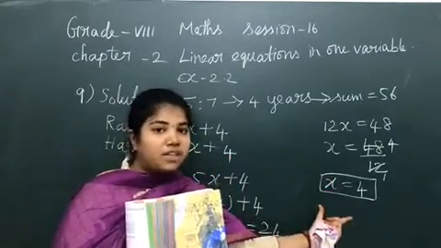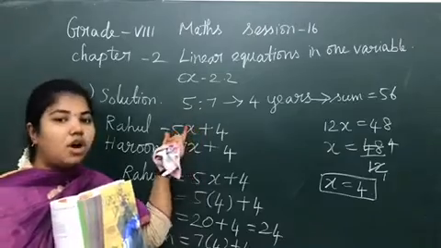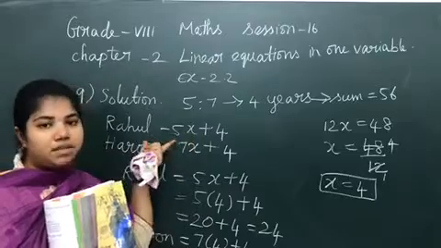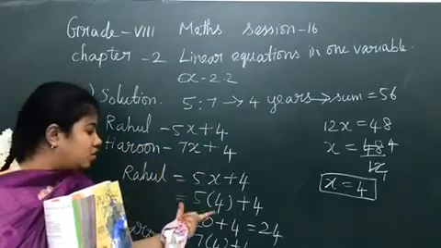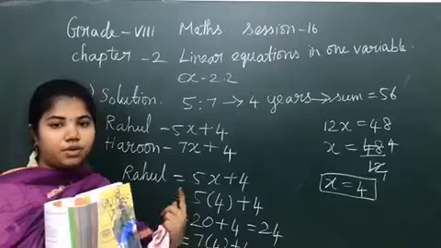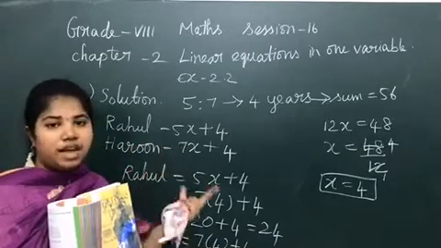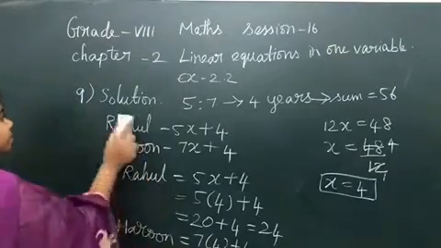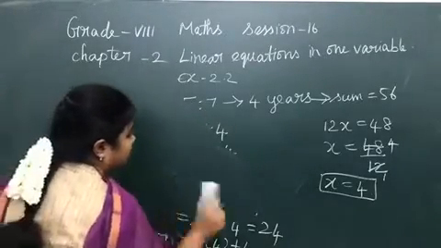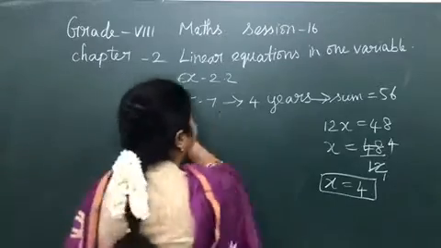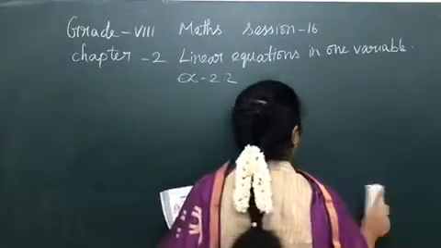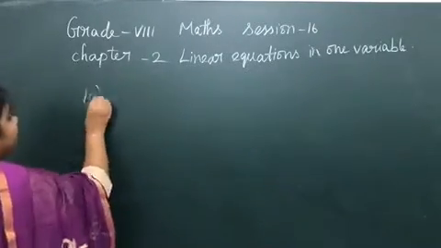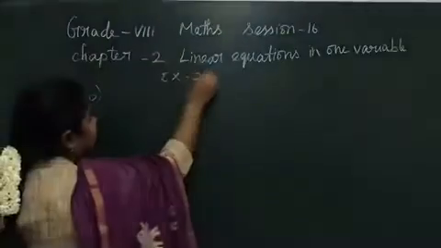Now you are supposed to take this x value and substitute in each person's age so that you will get the accurate age of Rahul and Harun. Can you understand? So Rahul is 24 and Harun is 32. This is the sum regarding the 9th one. Can you understand it? Let us move on to the next sum. You can complete the rest as homework.